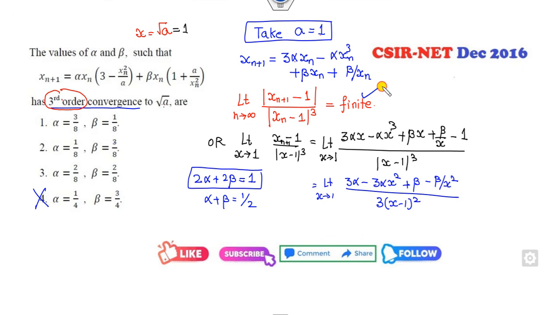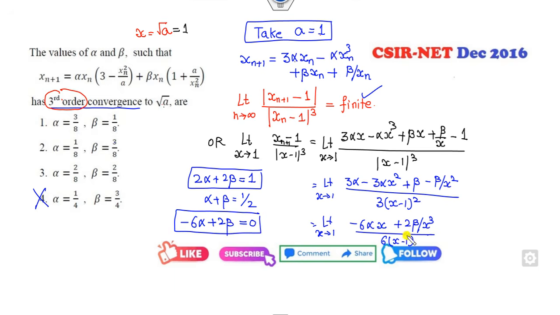Again the limit is finite. So if I take x equal to 1, the denominator is 0, and the numerator is 3 alpha minus 3 alpha, again 0. So again I can apply L'Hopital's rule. So this is minus 6 alpha x plus 2 beta over x cube, divided by 6 times x minus 1. Again it should be a finite number. So that means minus 6 alpha plus 2 beta should be 0, otherwise the limit will be infinite. So that means beta should be 3 times alpha.